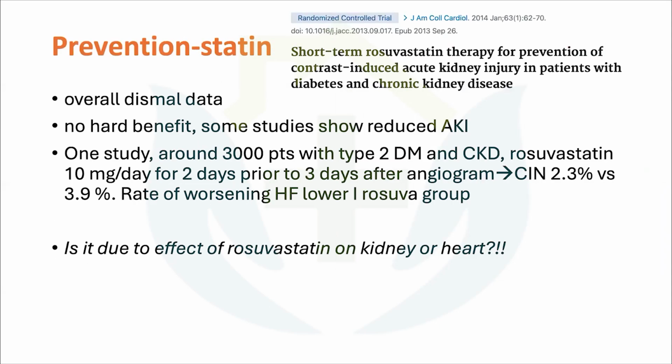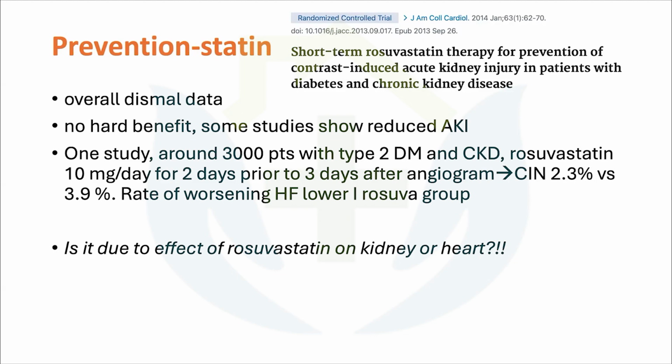Coming to other therapies, again I'll repeat whatever I've said previously. If you have to remember one thing for CI-associated AKI as part of preventive therapy, it is fluids, IV fluids, and preferably saline. Now coming to the other data, I'll discuss some other kinds of fluids which we can use.